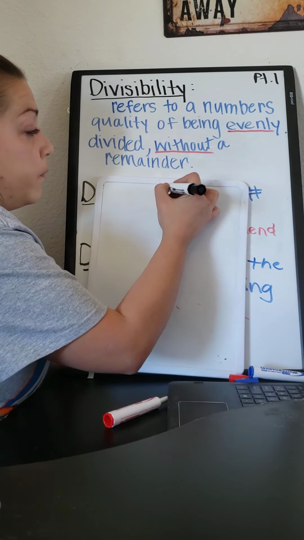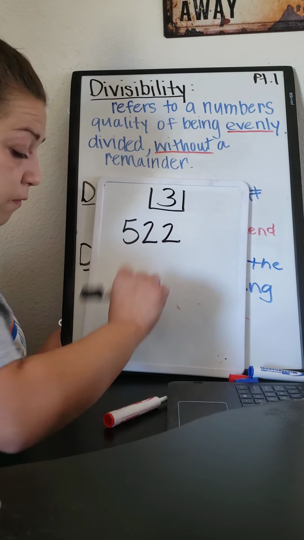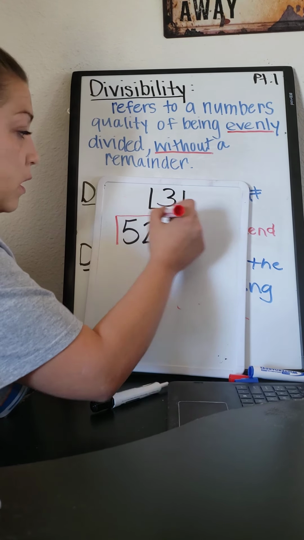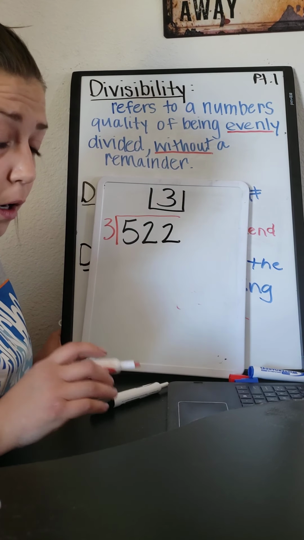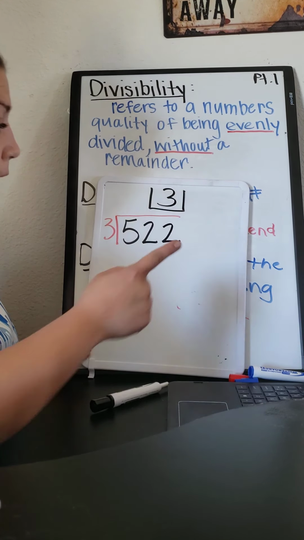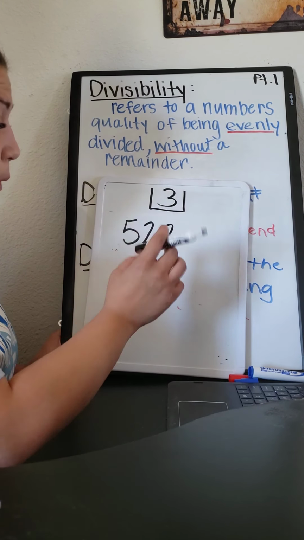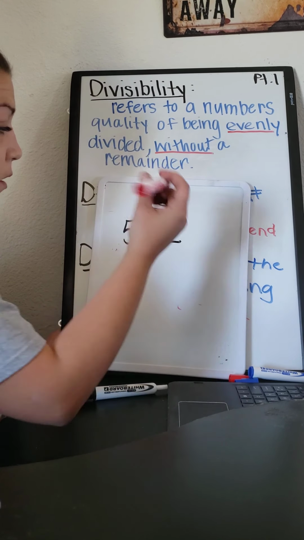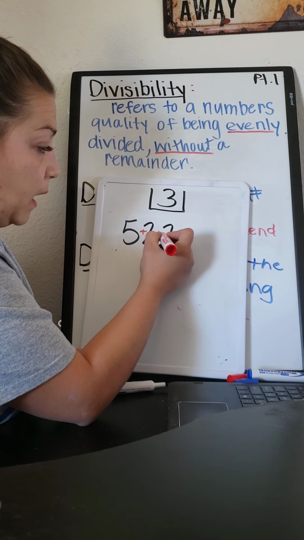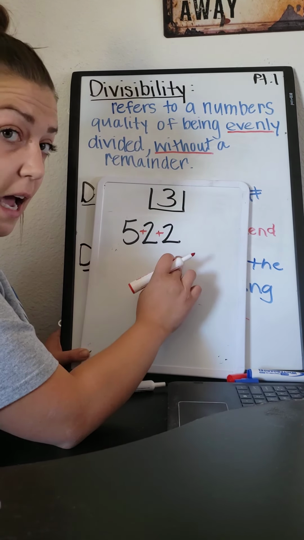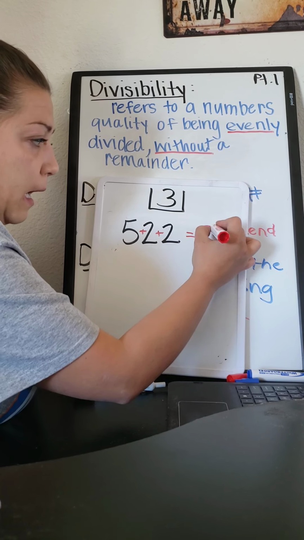So, 3. Now, let's say our number is 522. Now, we could simply just go 522 divided by 3 and do all that work, right? But what if we needed to do it quickly in our head? So, like I said, what we have to do is the sum of all the numbers. So, remember, the sum means everything added together. So, 5 plus 2 plus 2 equals 9.